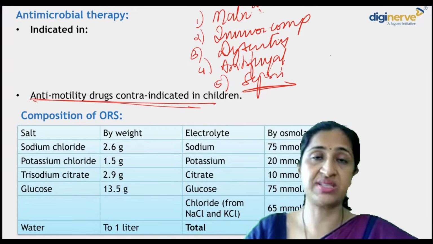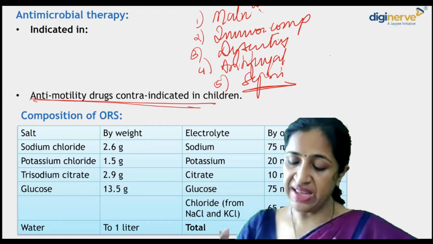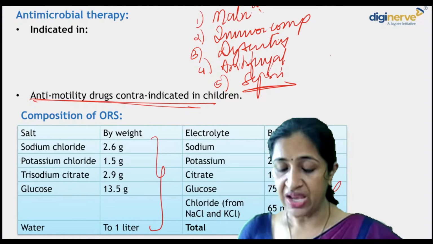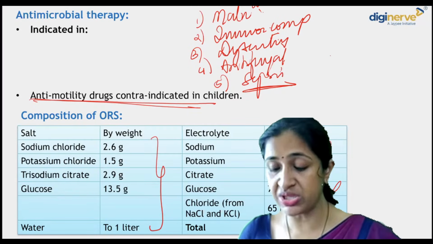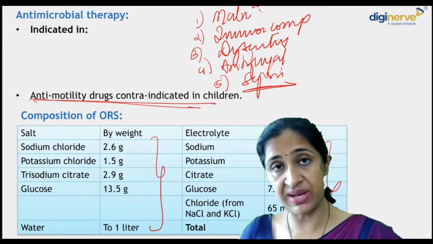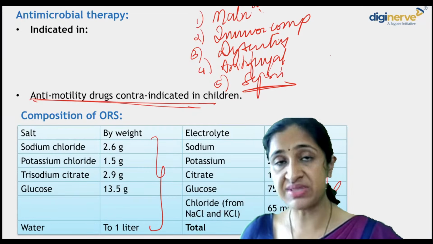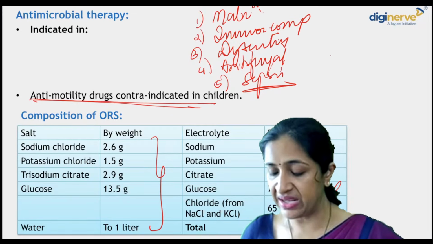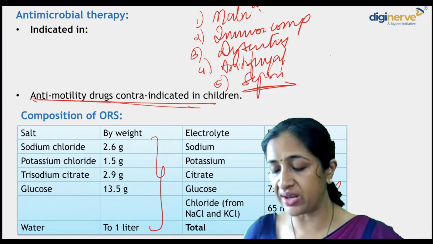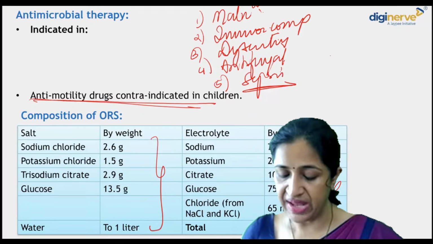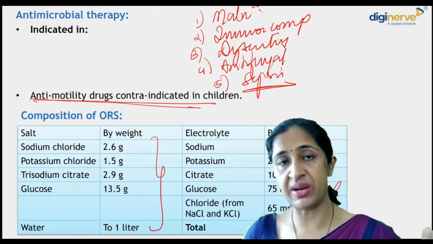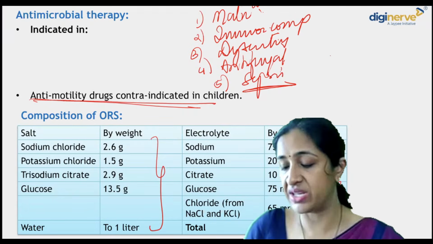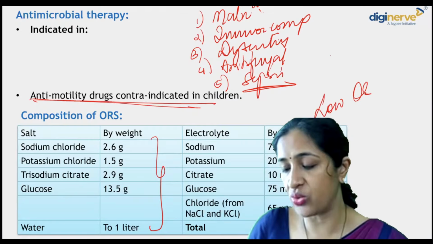Now, ORS is very important. We discussed it last time. Remember, by osmolarity as well as by weight. Both you must know. Sodium chloride 75 millimoles per liter, potassium 20 millimoles per liter, trisodium citrate 10 millimoles per liter, glucose 75 millimoles per liter, in which you're going to look at the chloride giving 65 millimoles per liter, and water, you're going to bring it up to 1 liter, which gives 245 millimoles per liter, which is low osmolar ORS.